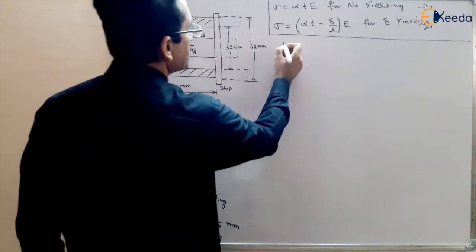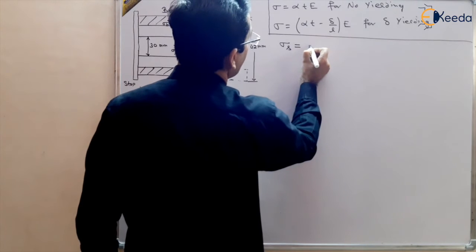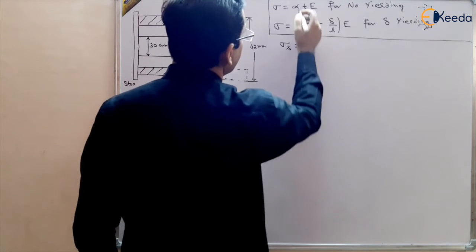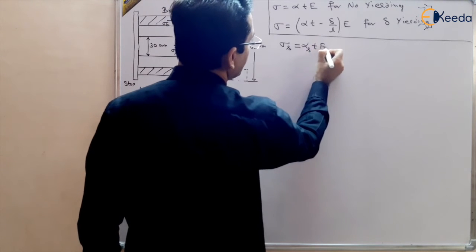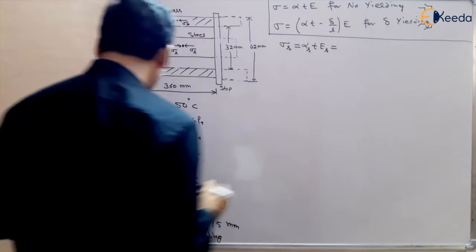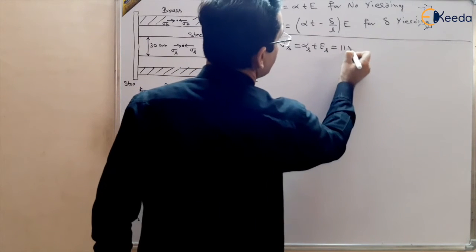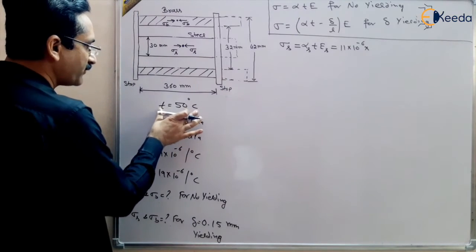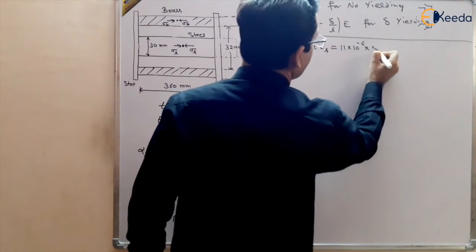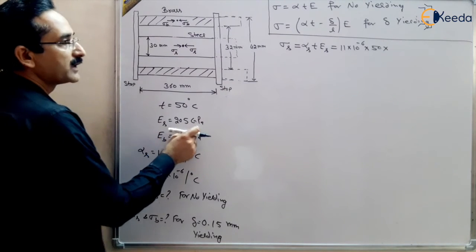Stress developed in steel, sigma s, will be equal to alpha T E: alpha of the steel, T the temperature rise, and E of the steel. So that will be equal to alpha 11 multiplied by 10 to the power minus 6, multiplied by the temperature rise, which is given as 50 degrees centigrade, multiplied by Young's modulus of elasticity of the steel, which is 205 gigapascal.